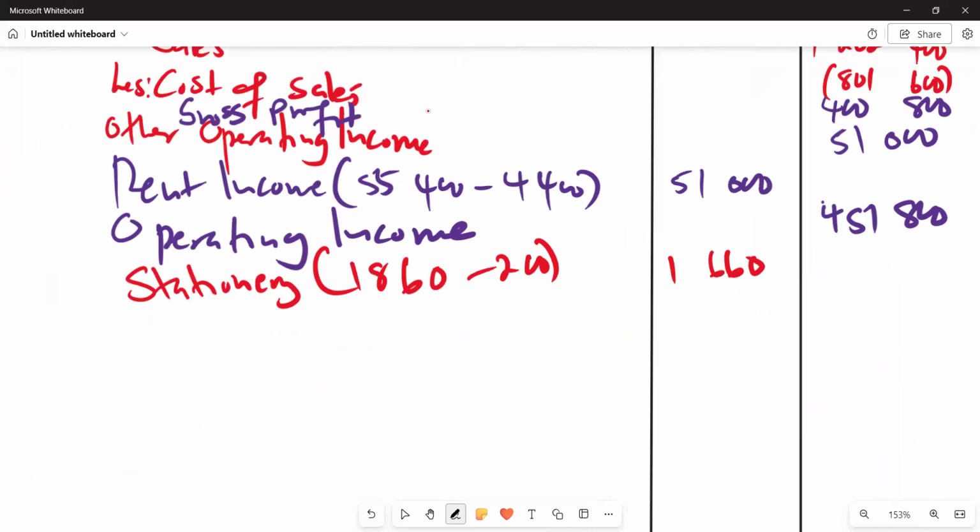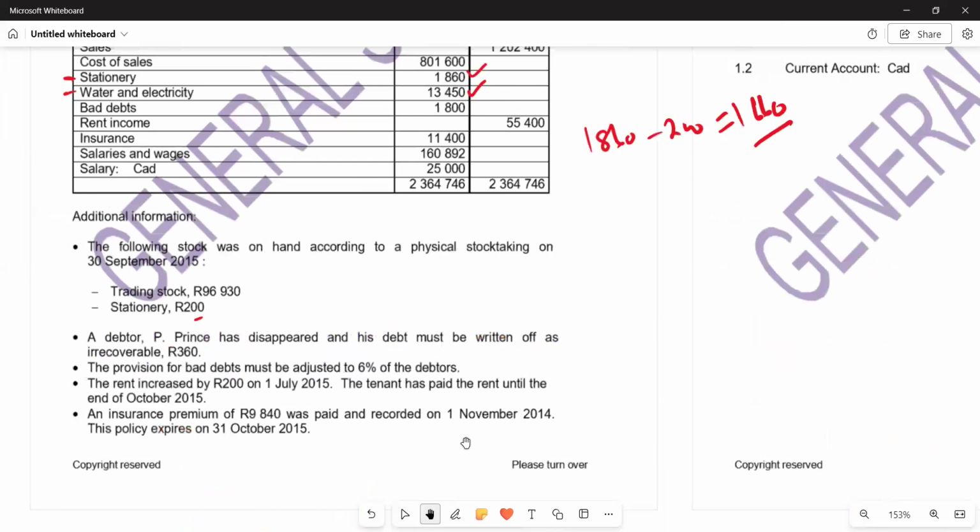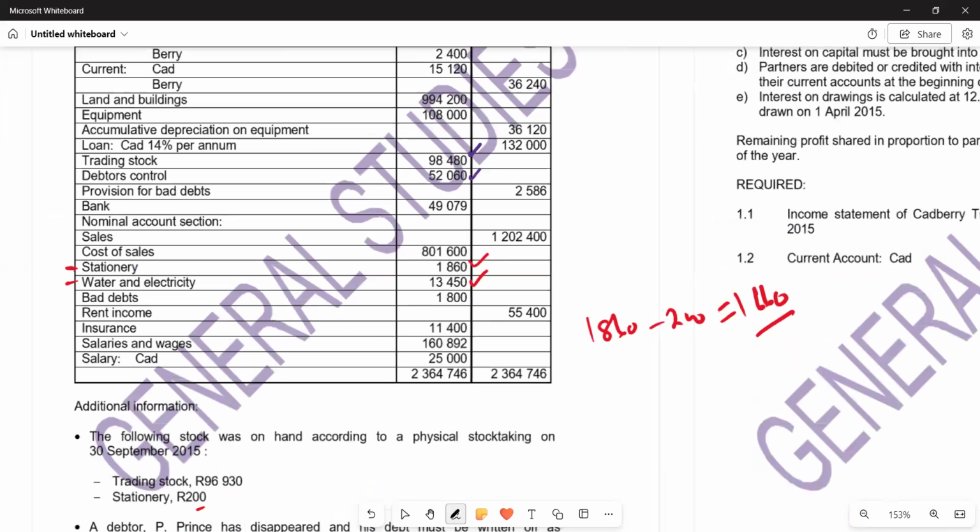So here we are saying water and electricity. And the figure that we have is 13,450. And then we go back. After water and electricity, we have got bad debts.